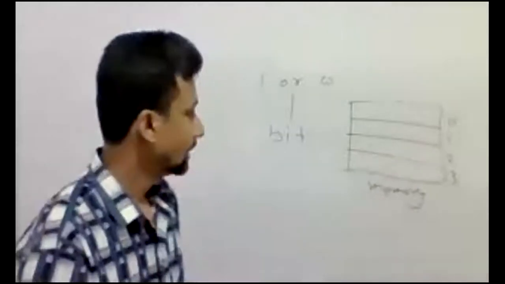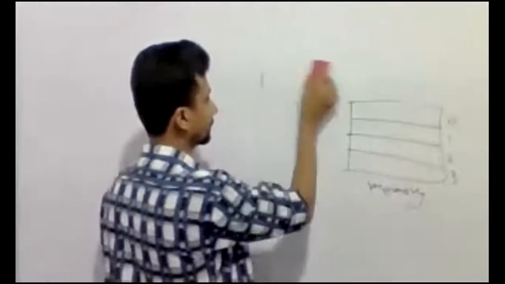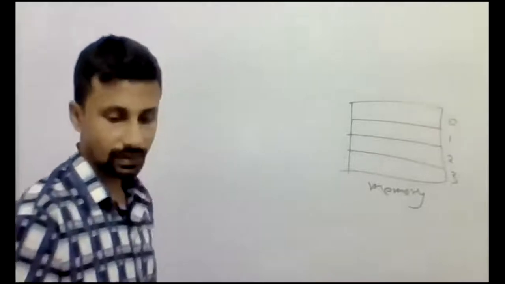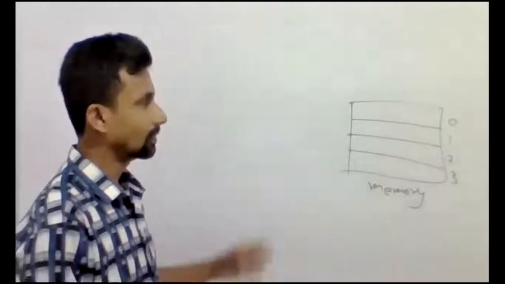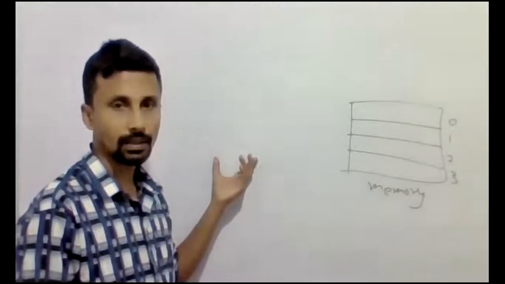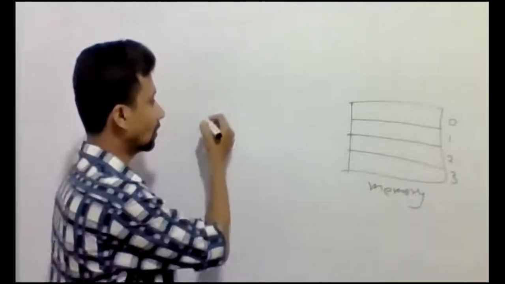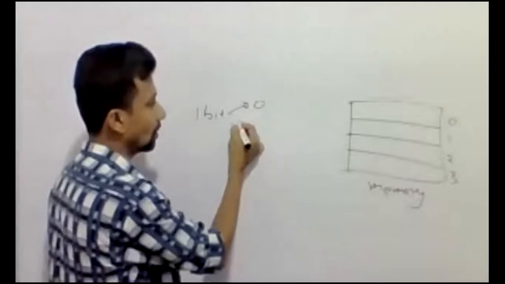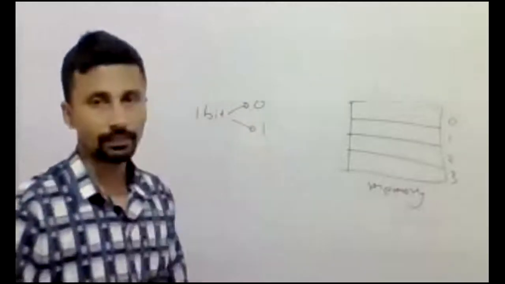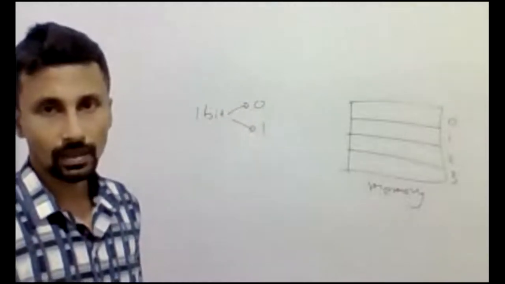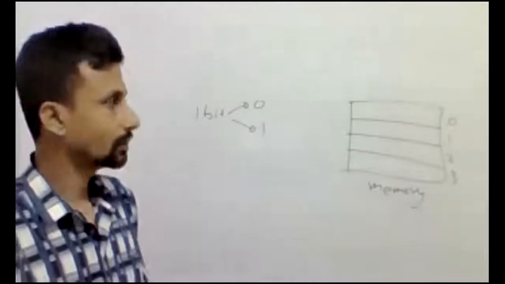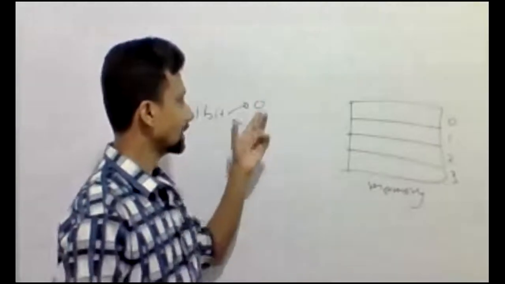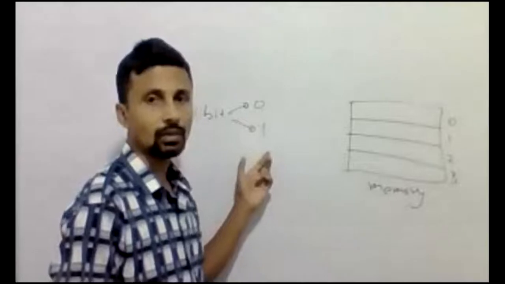Right? Then when you take the addressing, I told you everything is in bits. So if we have only 1 bit, I can have either 0 or 1 as the value. So that means I can have only 2 values.